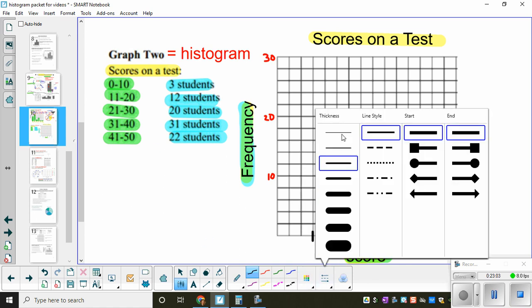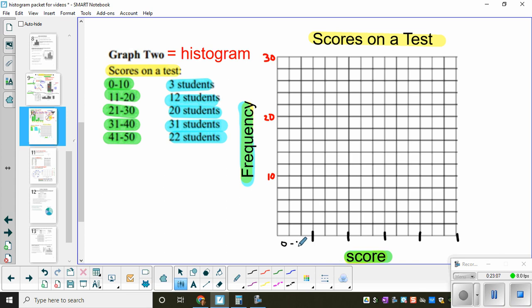So now, and you guys can just be doing this with me, I'm just going to label the intervals. This first one's going to be the 0 through 10. Then we've got 11 through 20. Then we've got 21 through 30. The next interval is 31 through 40. And last but not least, we have a 41 through 50.